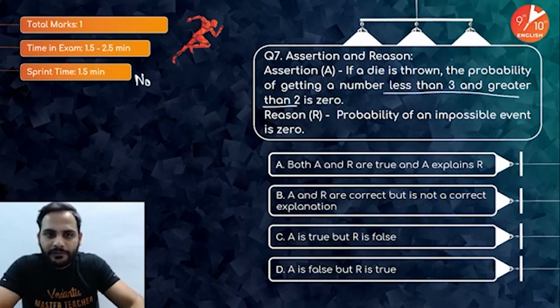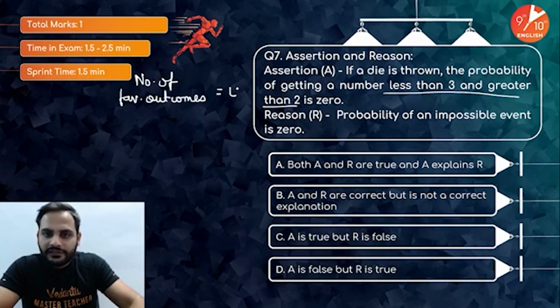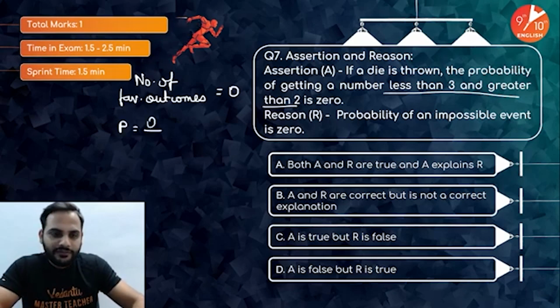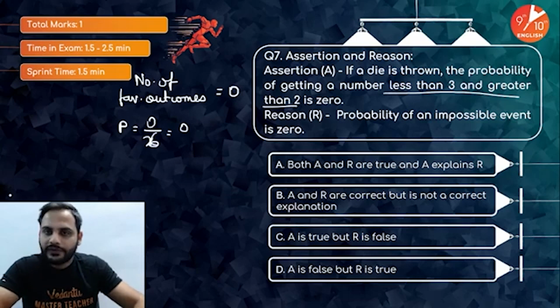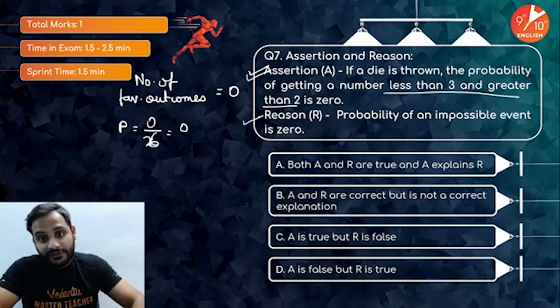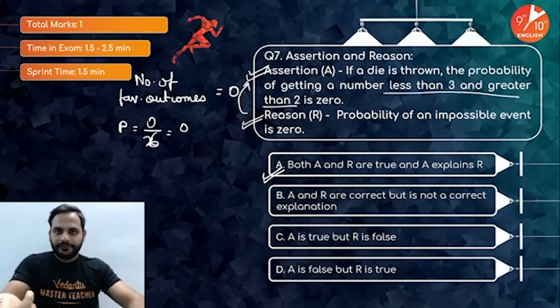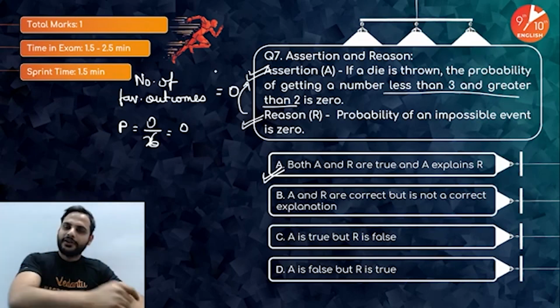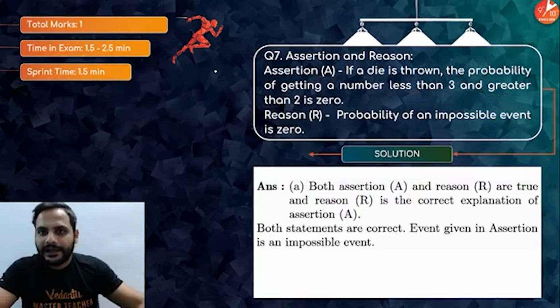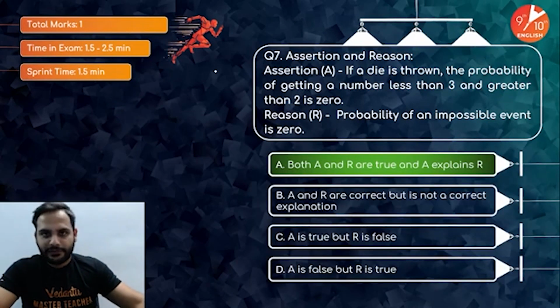So I will say there is no such number on the dice. The number of favorable outcomes is 0. In this case, the number of favorable outcomes is 0. So the probability for this event will be 0 upon something. Look, if the number of favorable outcomes is 0, 0 upon anything is equal to 0 only. Right? There are 6 possible outcomes. Again, 0 by 6 is equal to 0. Okay? So it is 0. The assertion is true. Probability of an impossible event is 0. That is also true, and it is a correct explanation. Why? Because guys, look, we know since this cannot happen, it is an impossible event, and the probability of an impossible event is 0. Direct, right? So I say, sir, it is the correct explanation, right?